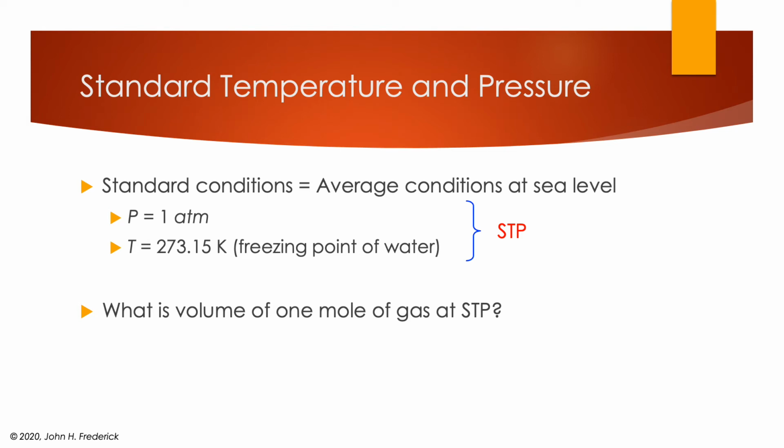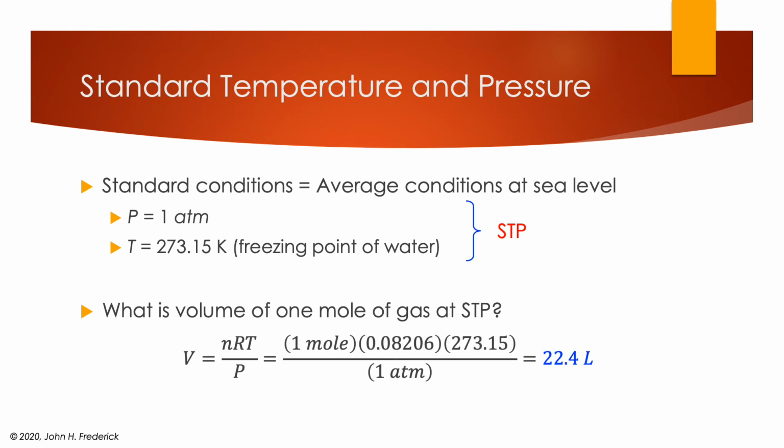So we would use a version of the ideal gas equation. We would solve for V. PV equals nRT, so V is equal to nRT over P. So it would look something like this. We're doing the volume for 1 mole, so n is 1 mole. We have the value for R there. Standard temperature is 273.15. Standard pressure is 1 atmosphere.